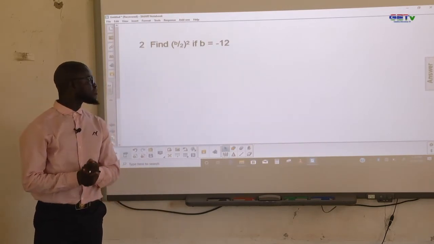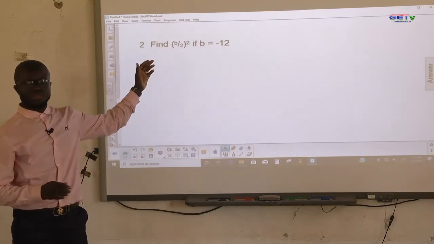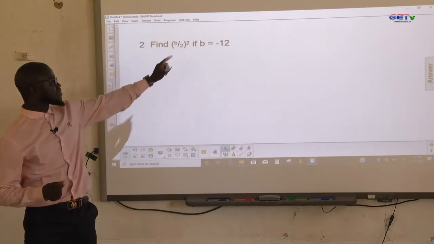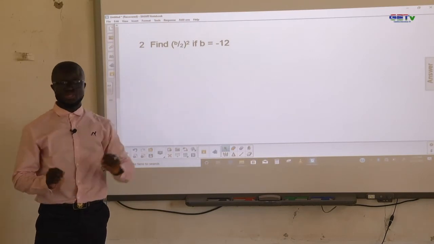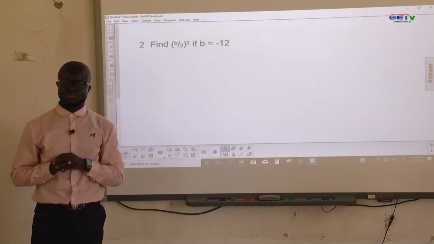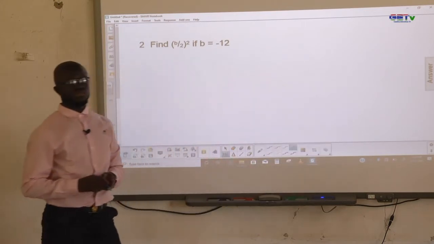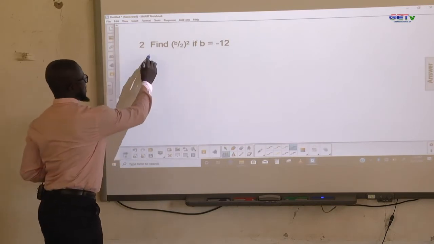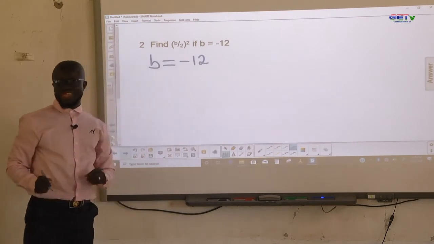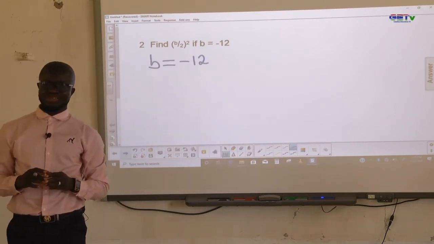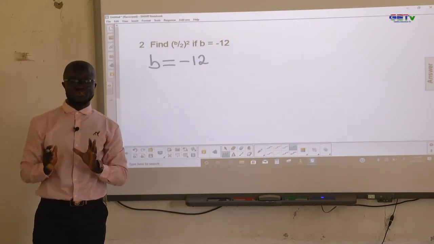Question number 2. The question reads, find (b divided by 2) all in brackets raised to the power 2, if, again, another condition is given, b equals -12. The value of b is known as b equals -12. Be mindful of the negative sign, please. Very, very serious. It can always make wrong answers if you don't handle it properly.